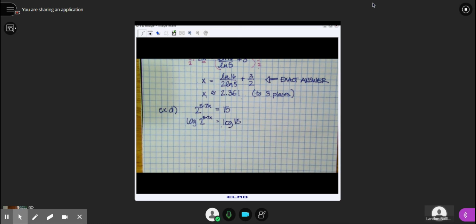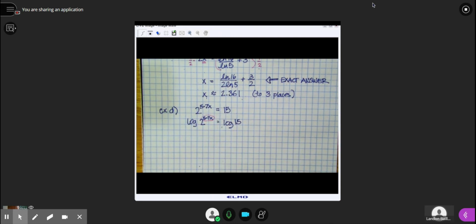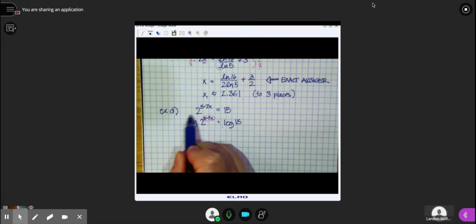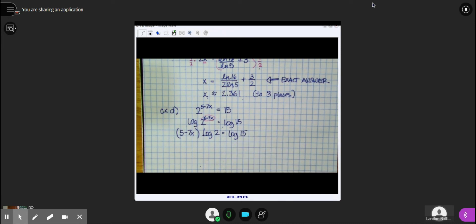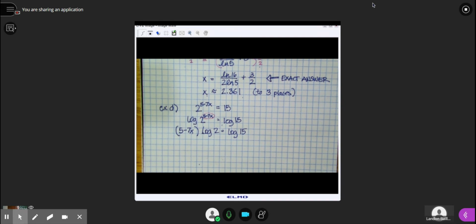As a reminder, it doesn't matter if I use ln or log base 10. They both are serving the exact same purpose here. Neither one is better than the other. I've got the 5 minus 7x up top. I'm going to use the law of logs to pull that out front. So I have 5 minus 7x times the log of 2 is equal to the log of 15. Does anybody feel a need to distribute that log of 2?